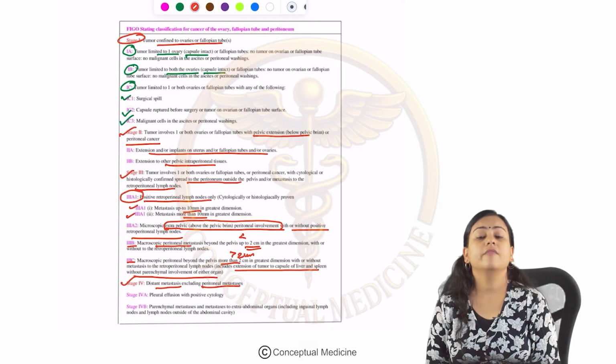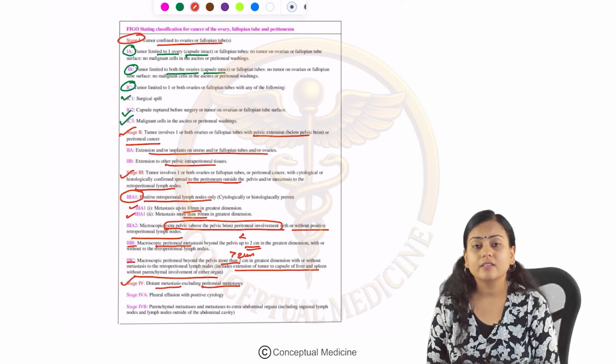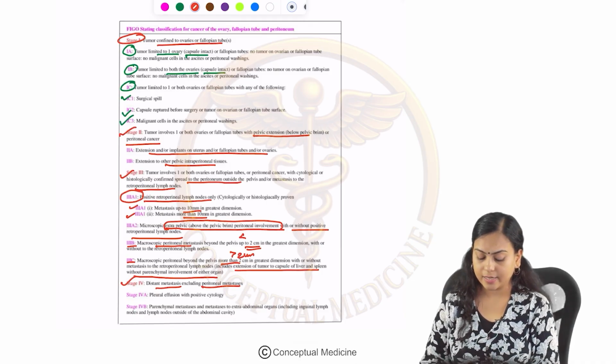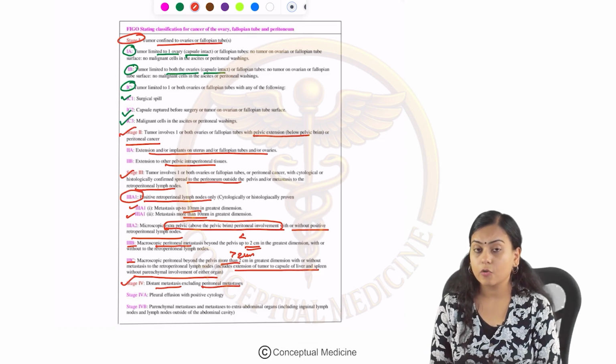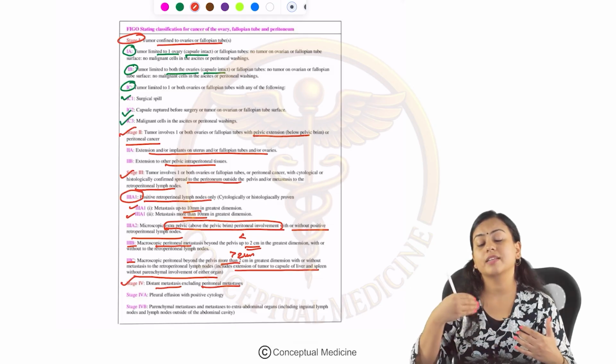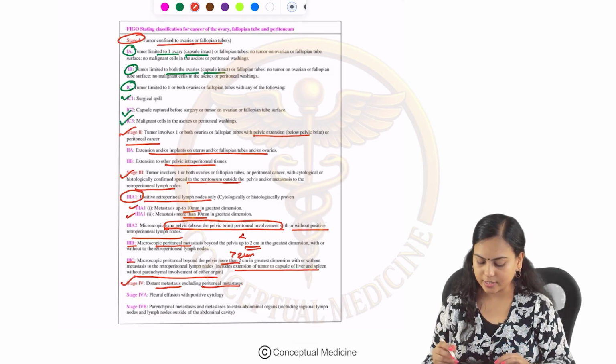So 3C, whenever you see cancer involvement of the capsule of liver or spleen, then it will be coming under 3C. Not the parenchymal involvement. Parenchymal involvement means it will be coming under stage 4. So that is 3C.